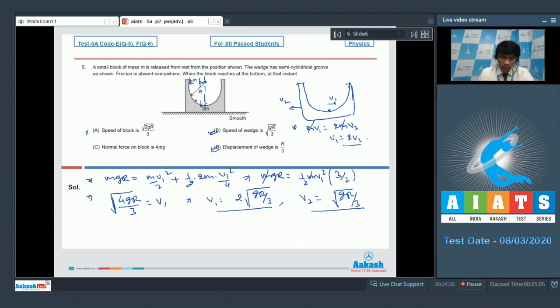Now normal force on the block, I would say the net force acting toward the center with respect to the wedge will be N minus mg must be equal to m v square by r, where v is the velocity of this block with respect to the wedge. So the velocity with respect to the wedge is how much? It is 3 root under gr by 3. So v square will be 9 into gr divided by 3, and it is m v square divided by r. So this one will cancel out. This is 3. So normal force is coming out to be 4mg. So we are getting options B, C and D as the correct answer for question number 5.